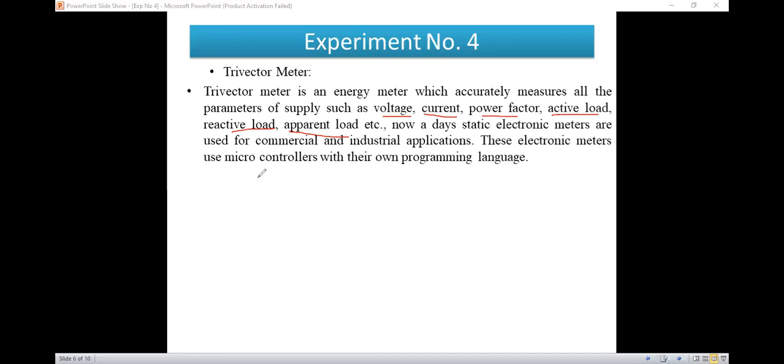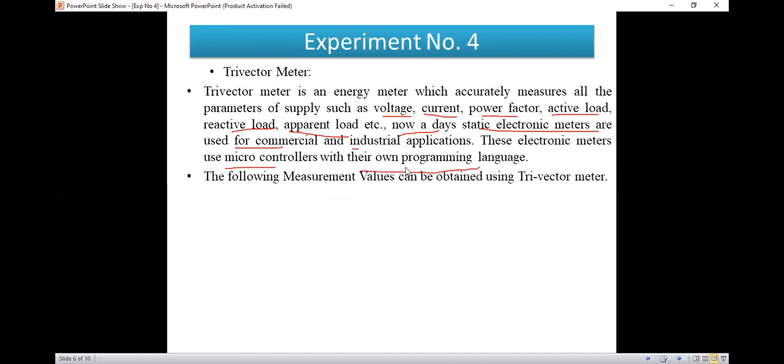Nowadays, static electronic meters are used for commercial and industrial applications, and these electronic meters use a microcontroller with their own programming language. So recently, static electronic meters are equipped with a microcontroller and provide their own programming language. The program is fitted in it, that means providing the programming language. These meters are recently used.